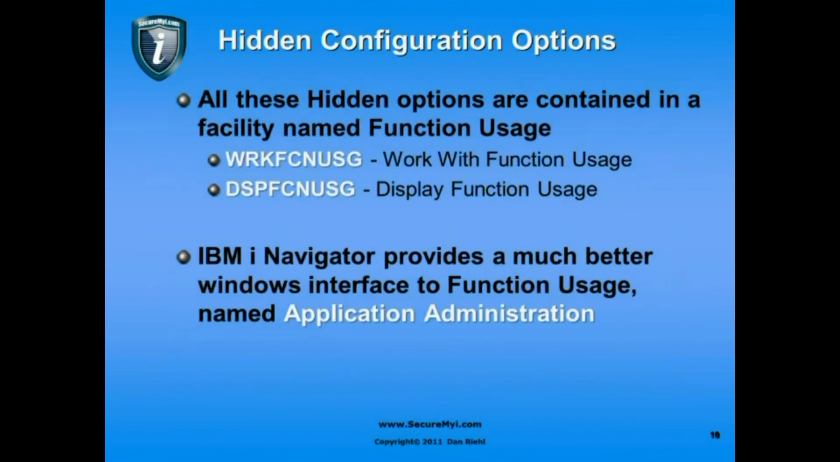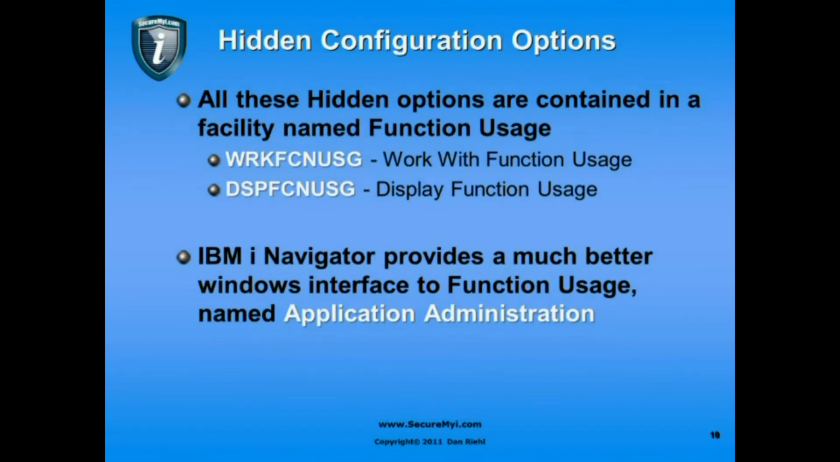Where are these hidden configuration options? They must be someplace, and the answer is yes, they are. These hidden options, and I call them hidden because IBM doesn't talk about them, and it's just not something that we hear much about. There's a command called work with function usage, or display function usage, that allows you to set these hidden functions and these hidden configuration options.